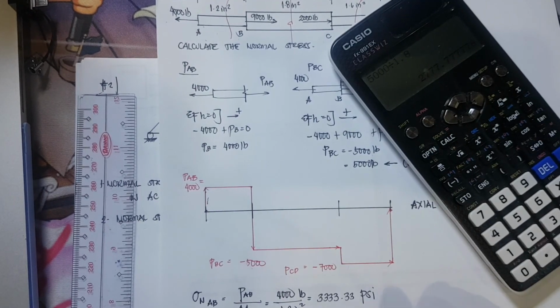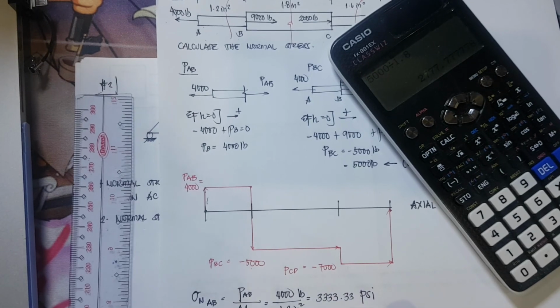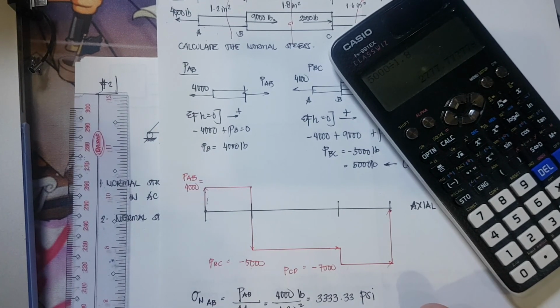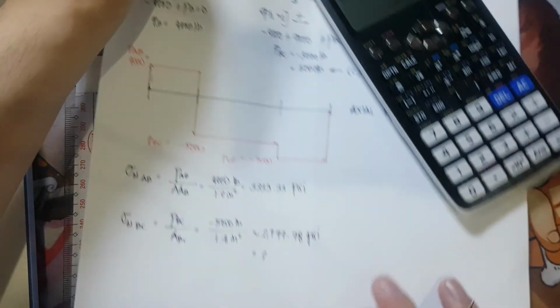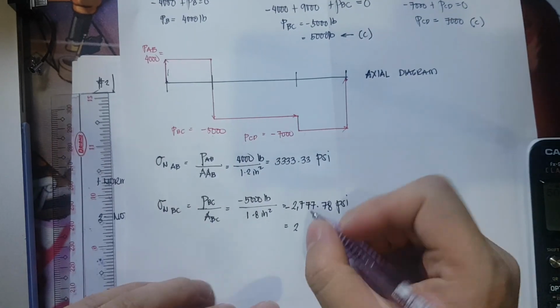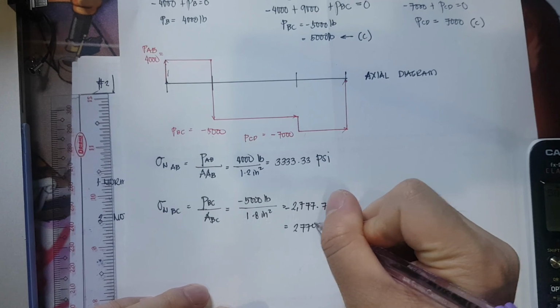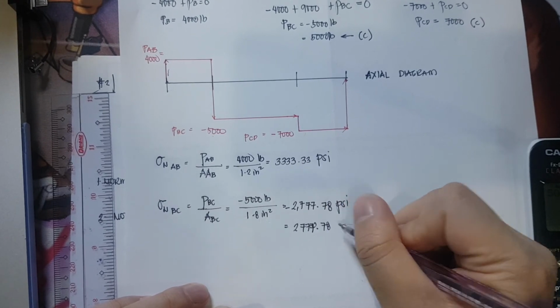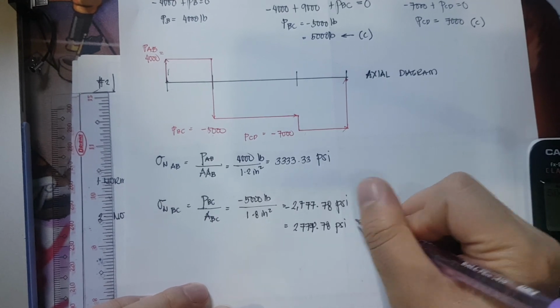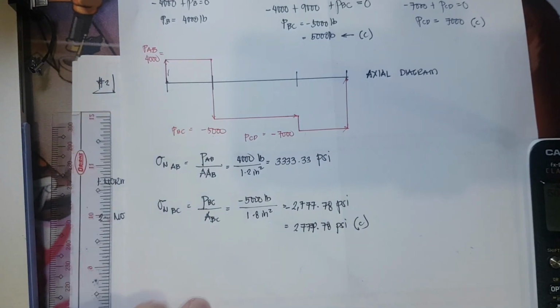£78 per square inch, so that is PSI, and that is negative. Or it is equivalent to 2,777.78 pounds per square inch, and that is in compression.